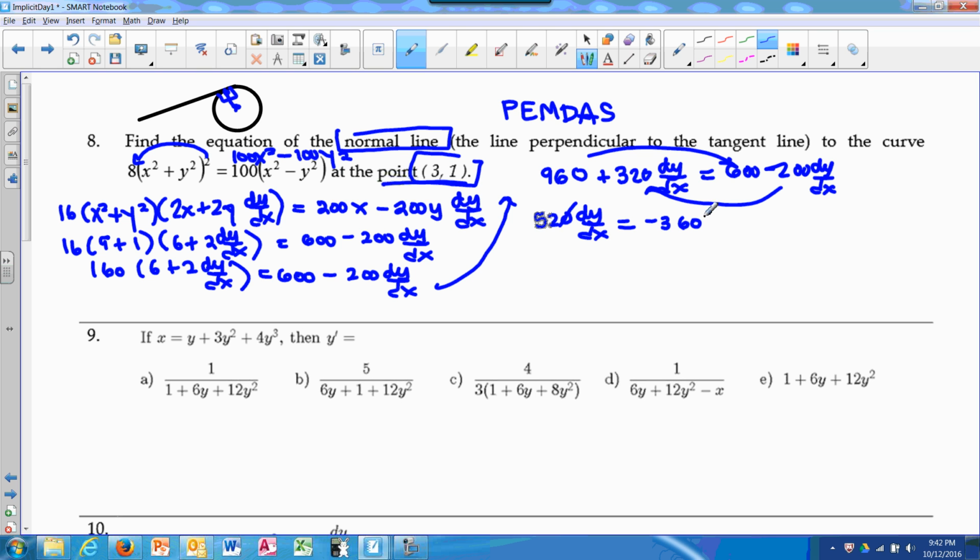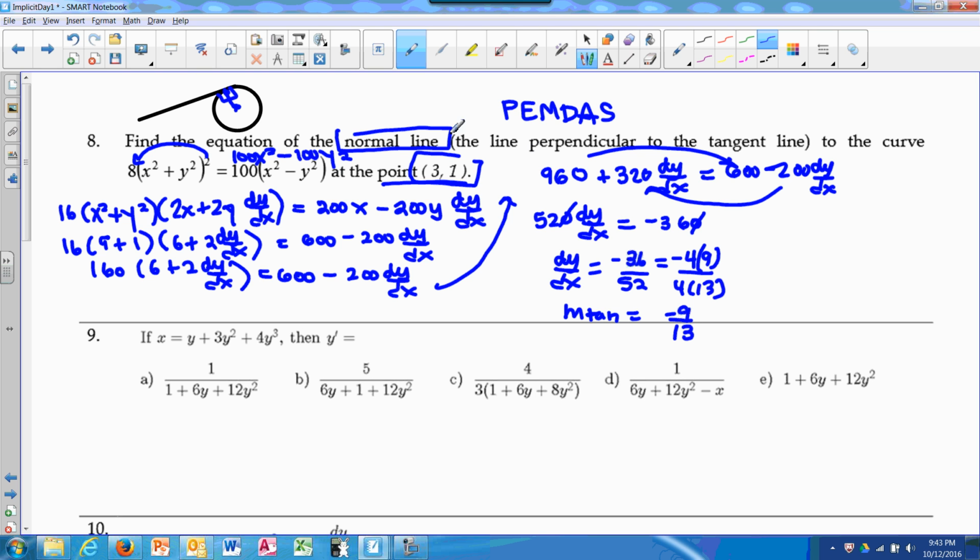Dividing each side by 10 is pretty easy. Then our dy/dx equals negative 36 divided by 52. 52 is 4 times 13. Negative 36 is negative 4 times 9. So the 4's cancel, and my slope of the tangent line is negative 9 over 13.